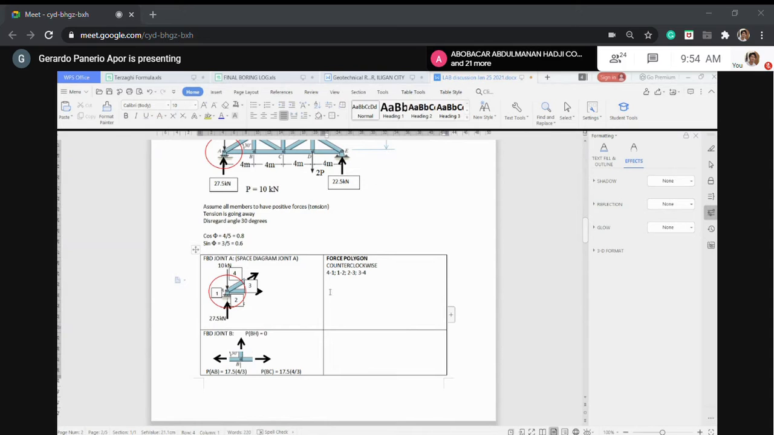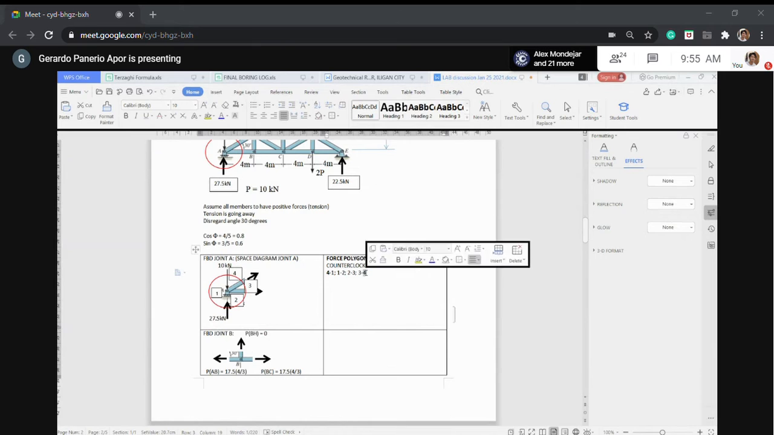That's why it's necessary that where you start, 4, if you go counterclockwise, you end up with 4. Okay, so I start with 4 to 1, I end up with 3 to 4. So the same number 4 is 1. That's my start, and I end up here.